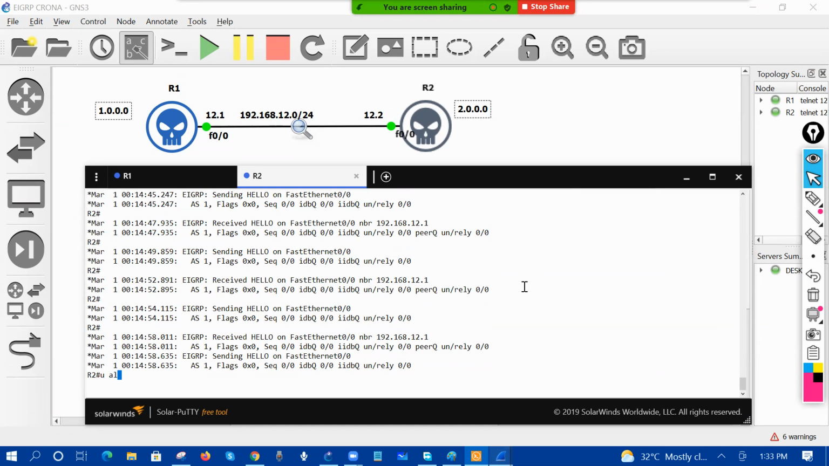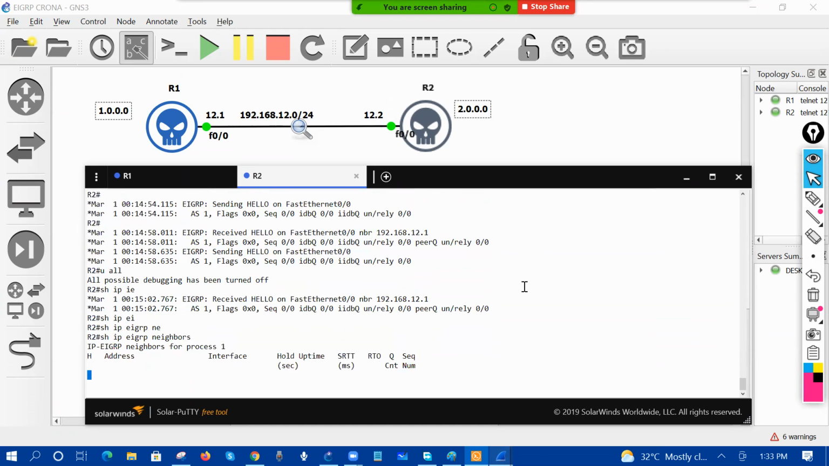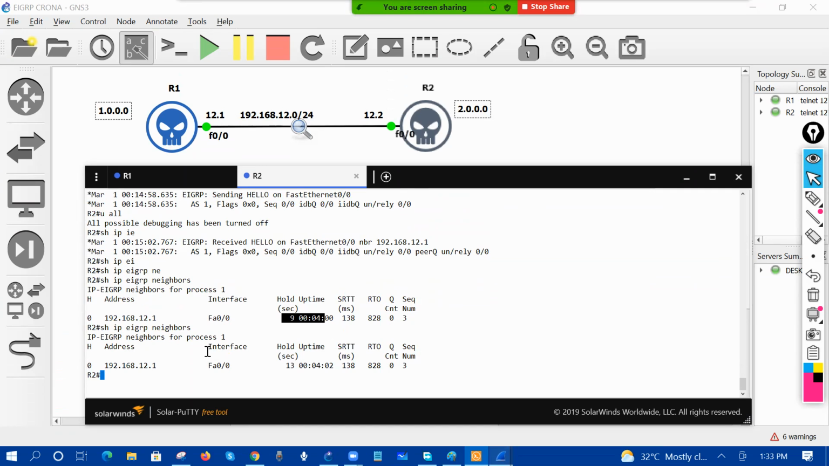If you do show ip eigrp neighbor, what's my hold time? It's 15 seconds for EIGRP. Take an example: when router 1 sends the hello packet to router 2, once router 2 receives this hello packet on this particular interface, it resets the hold time to 15 seconds. And now again it decreases: 14, 13, 12.